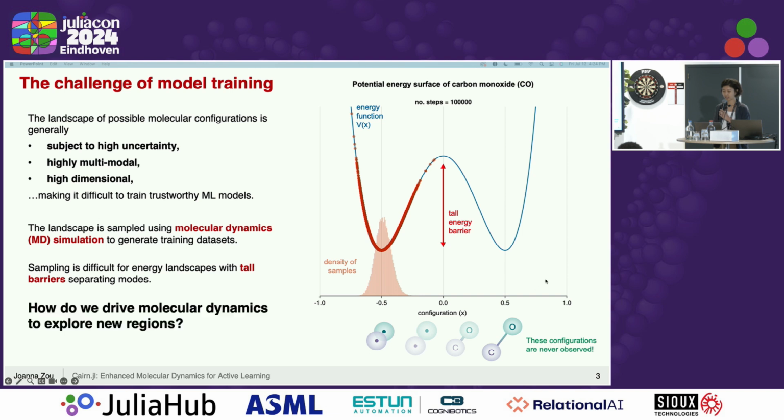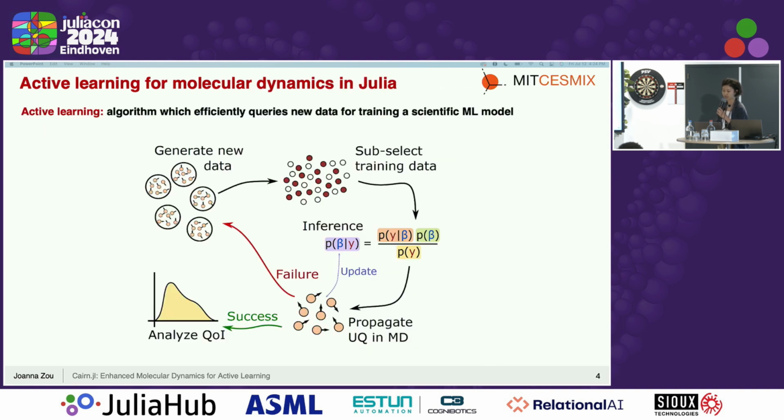So for this reason, we're concerned with this question of how do we drive MD simulations to explore new regions of the state space? This is one component of the larger objective of active learning for scientific machine learning models. The goal here is that rather than take the naive approach of simulating a bunch of data for your training set, which can be very expensive and inefficient to label, we want to be more intelligent with our selection and query new data which maximally improves the accuracy of our model.